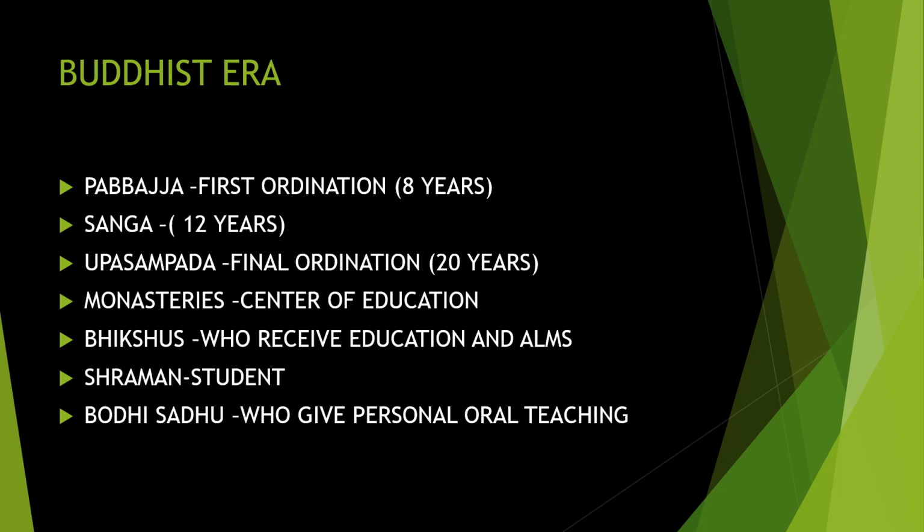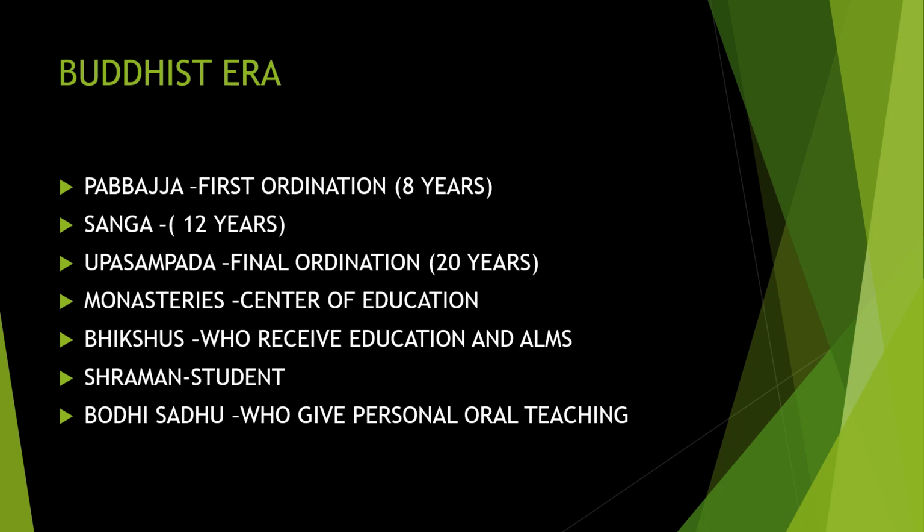Okay. Then monasteries are the teaching centers of education. In the Buddhist age, it's not in the forest or ashrama; it has all changed. And the monasteries are their center of education. And bhikshus are those who receive education and alms. That is, bhikshus are the students who receive the education and go out to collect the alms. That is the method in the Buddhist education centers. And Shraman is the student. The student is known as Shraman. Okay, Bodhi Sadhu is the one who gives personal oral teaching. That is, the teacher is known as Bodhi Sadhu, the person who gives the teaching to the students.